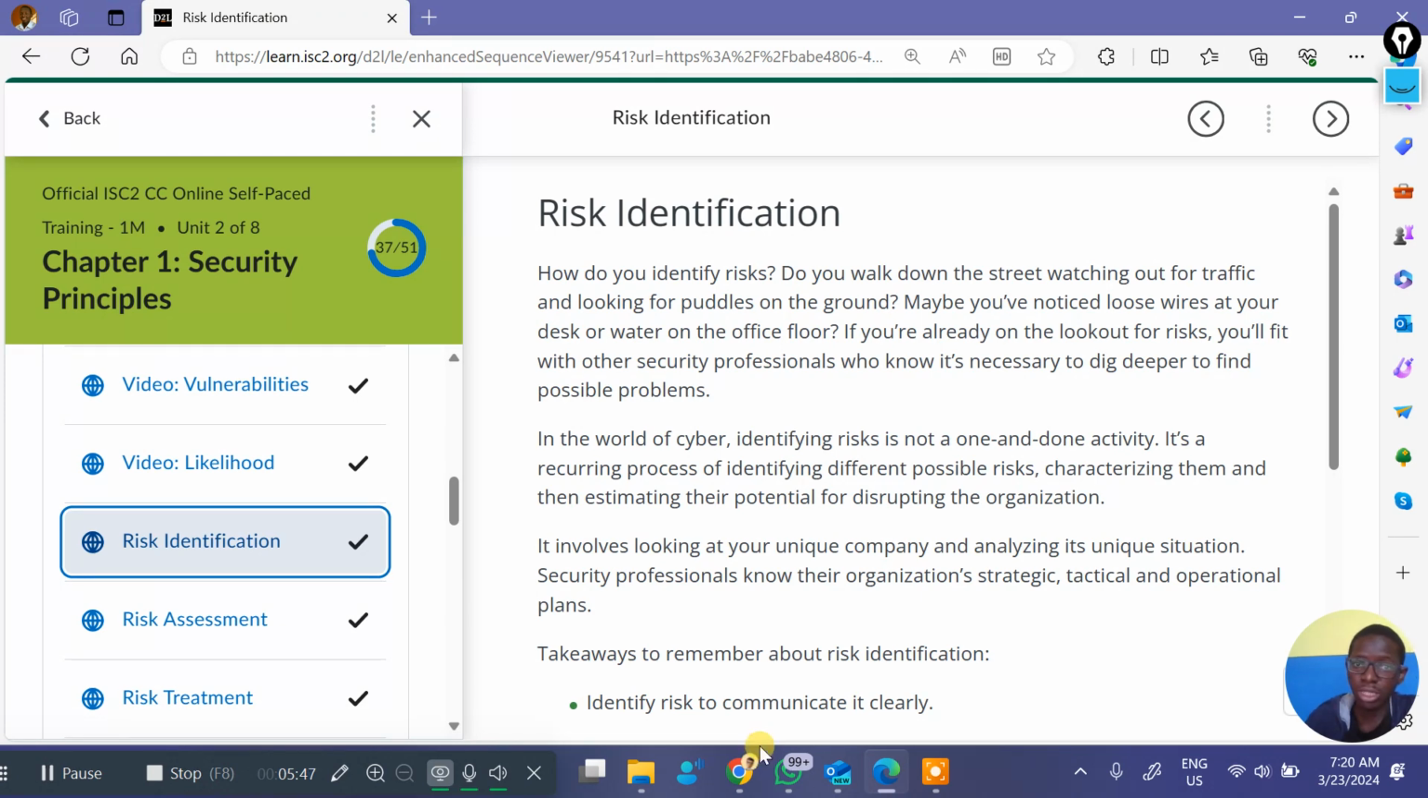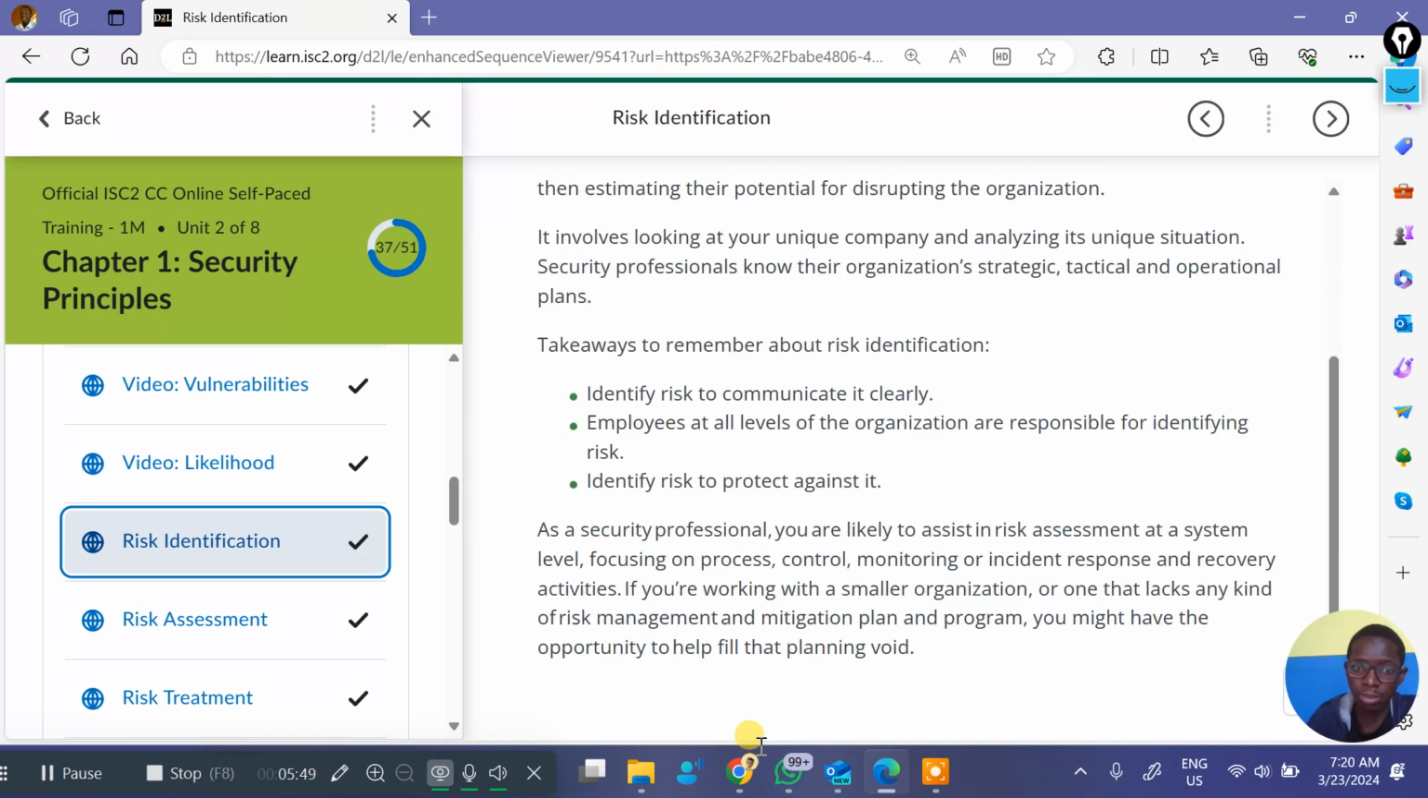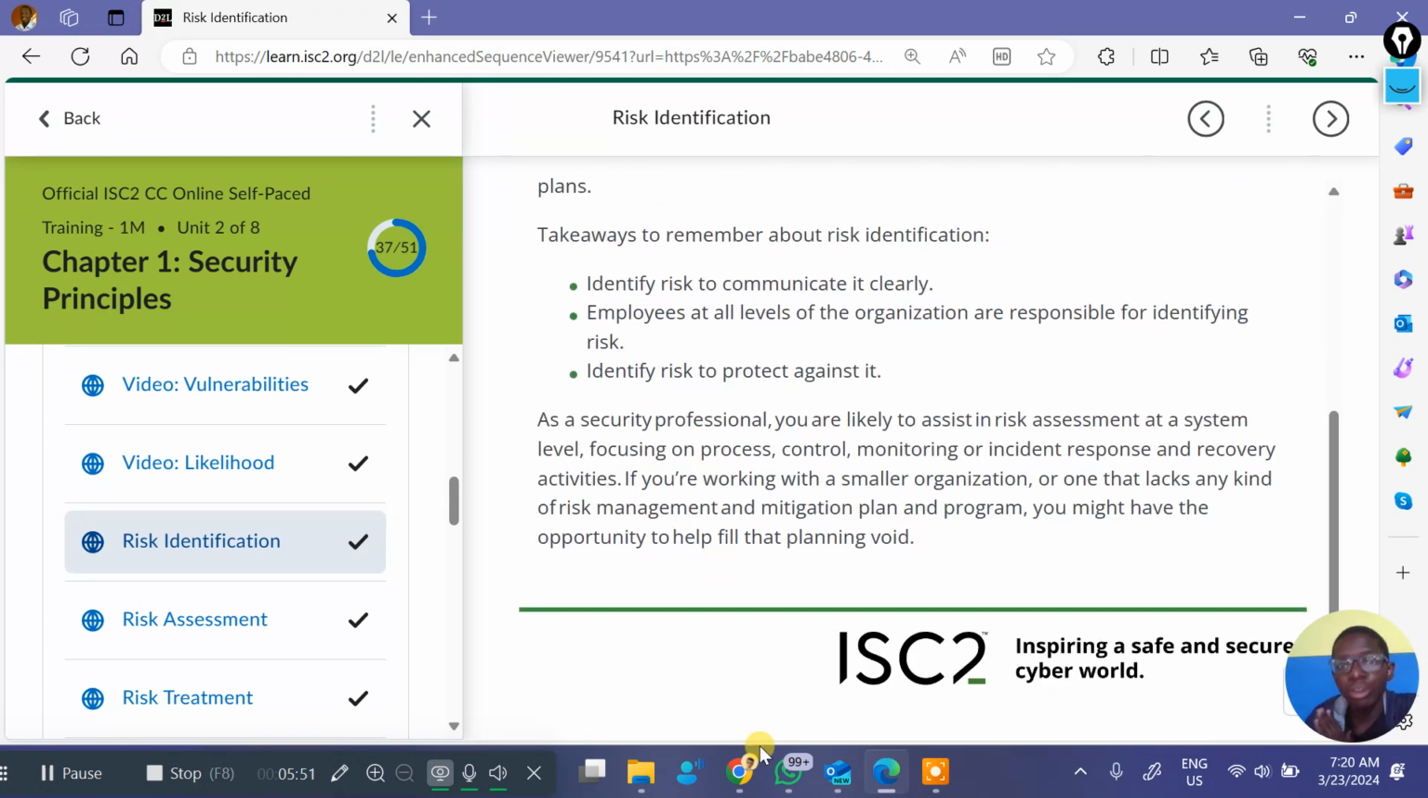So we have the risk identification. How do you identify risks? Basically, the most important part of this whole thing is something that always comes out on the exam. This line right here, really important, right?